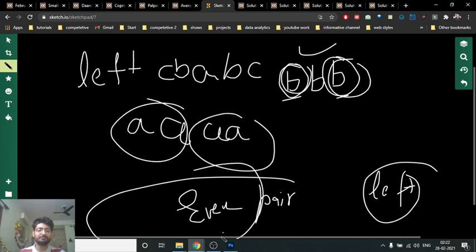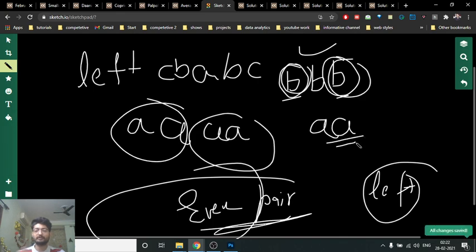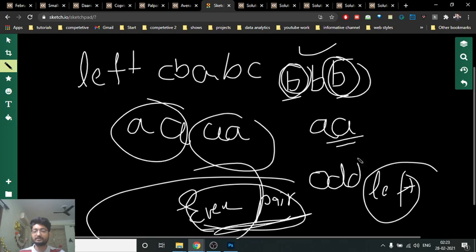If you just find out the even pairs, they can always form a palindrome of length greater than or equal to 1. Okay, so even pairs are fine, which will satisfy my condition. But my condition states that if my number of odd characters is less than or equal to the even pairs, then I can easily put those odd characters between my even pairs and satisfy my condition. I hope you get the point.